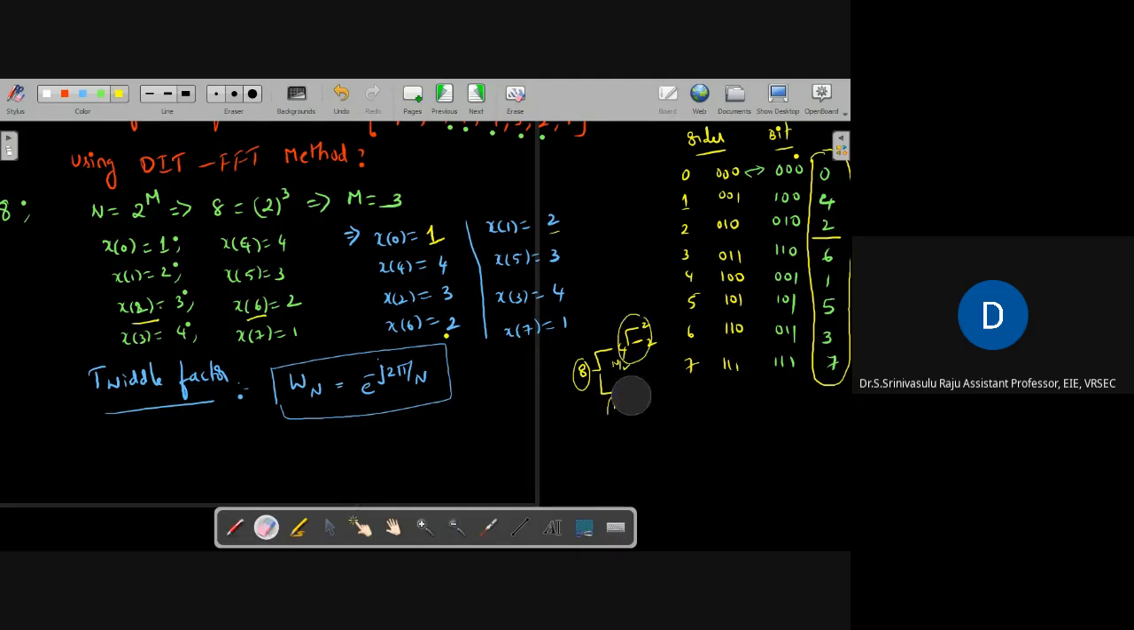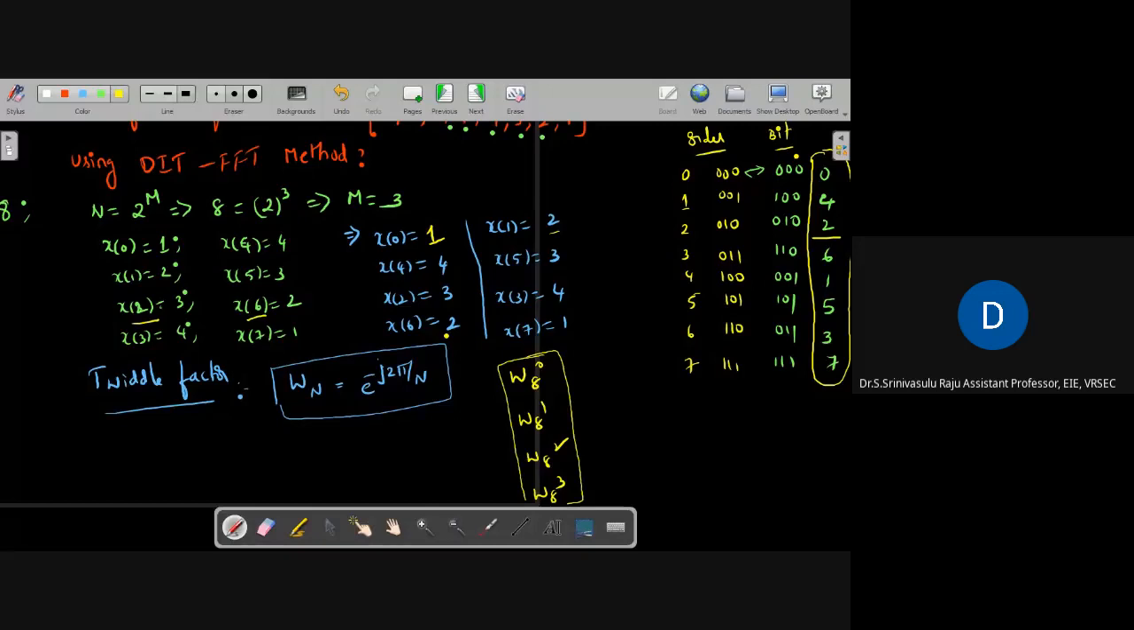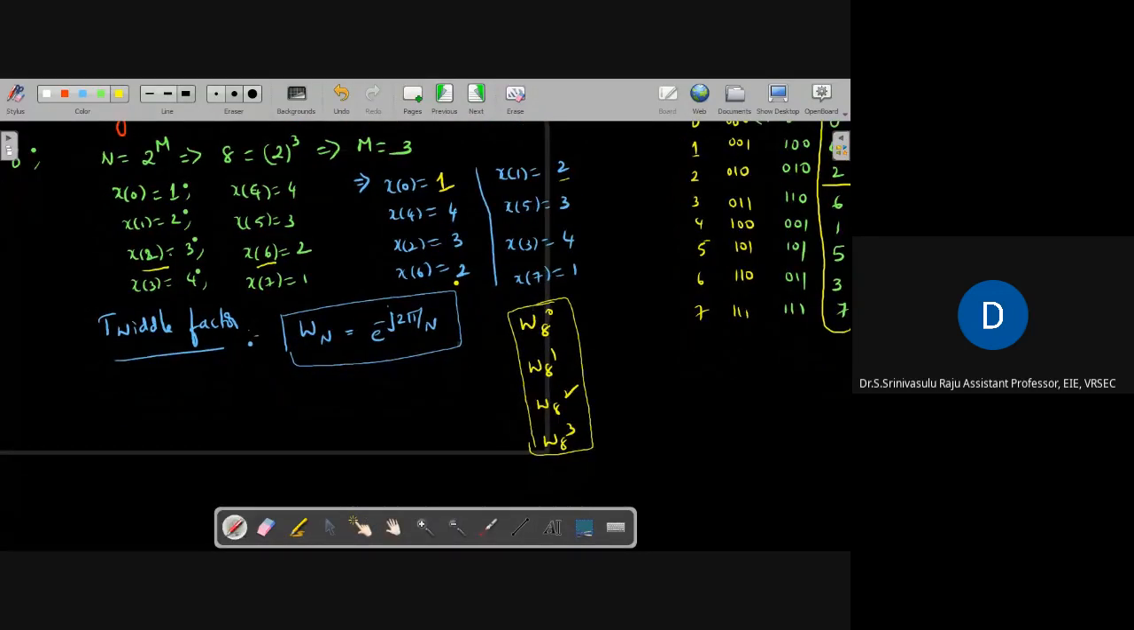Okay, so always remember that if N equal to 8, then we require the values until W N by 2. So what are the values required now? W80, W81, W82 and W suffix 83. So these are the weighting factor values required to proceed further with this problem. We know Wn equal to e power minus j 2 pi by n. So what is the value of W80?